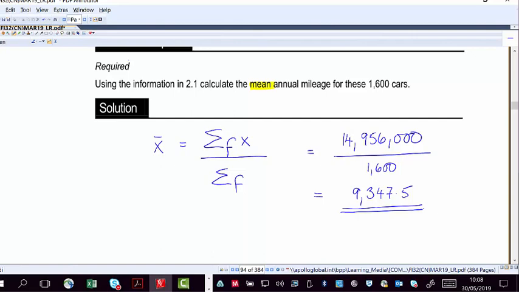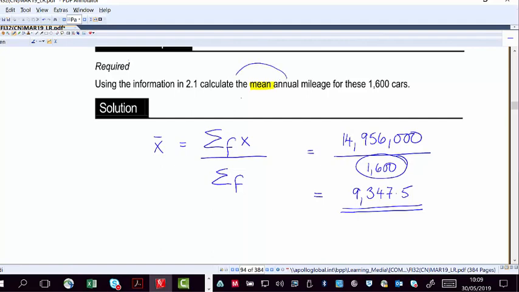What we're not saying here is that each individual driver covered 9,347.5 miles. That's not what the mean is saying. It's just saying that it is an average by taking all of the observations that we've recorded. So by looking at all 1,600 drivers, we're saying that the average mileage covered is 9,347.5.